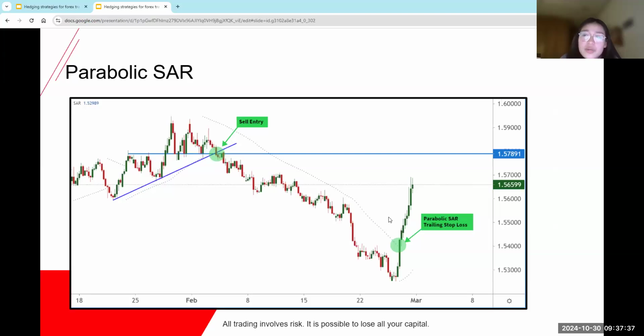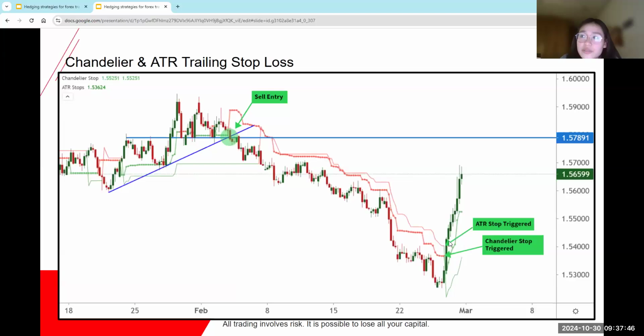Parabolic SAR is the same kind of concept. Once price moves over, crosses over that indicator, the trading stop loss is triggered and you get out of the trade. Chandelier and ATR as well.